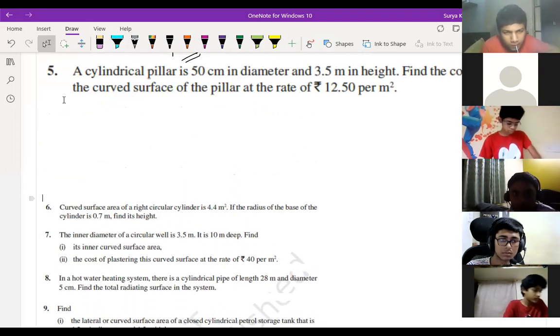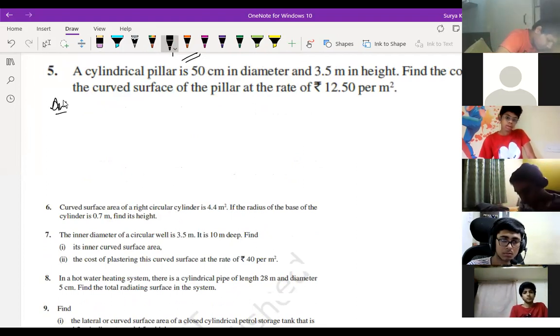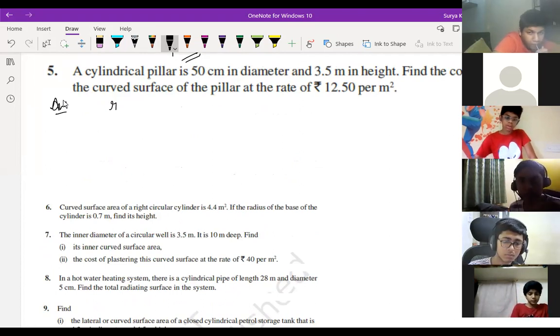So question number 5 is a cylindrical pillar. So cylindrical pillar, they're asking here, I'll just write here. Diameter is 50 centimeters, right here. Radius is equal to 25 centimeters.